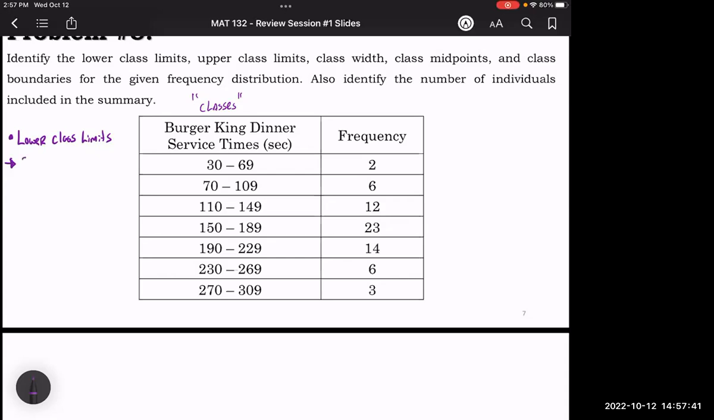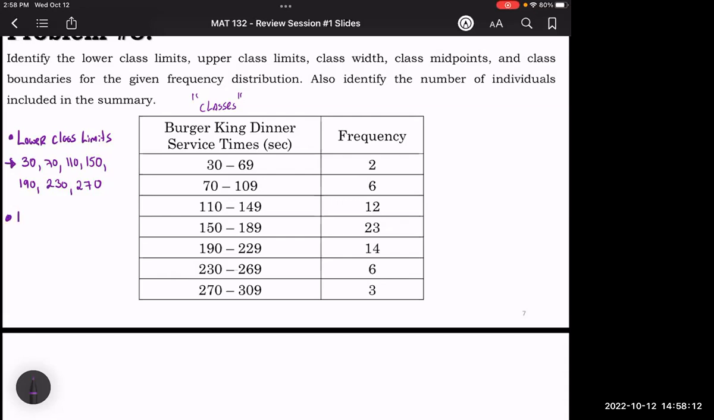So you list them in order. We have 30, 70, 110, 150, 190, 230, and then lastly 270. So those are your lower class limits. It's basically the left values for each of your individual classes. So the upper class is the right side. That's right. The upper class limits have to be the right side values.